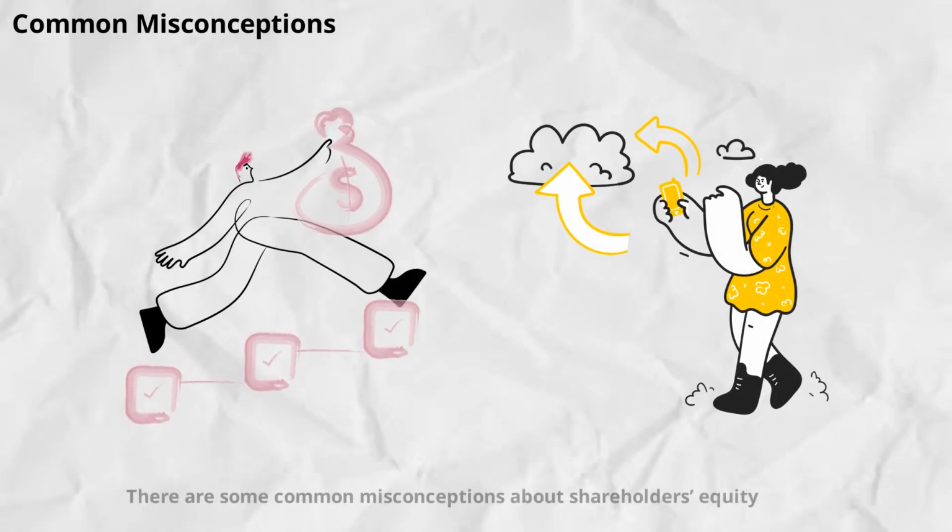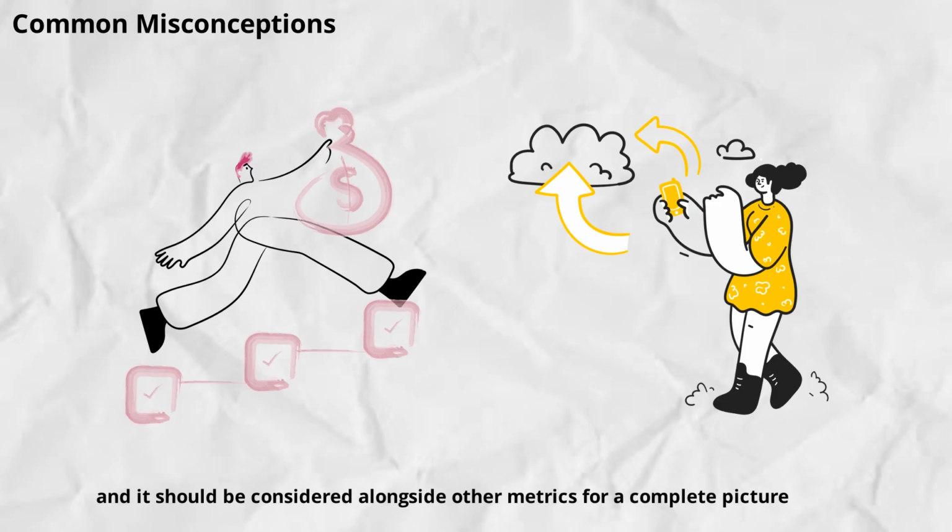There are some common misconceptions about shareholders' equity. Some people think it represents the cash available to shareholders, but it's actually the net value of the company. Others believe a high equity always means a healthy company, but it's important to look at the quality of assets and liabilities too. Shareholders' equity is just one piece of the financial puzzle, and it should be considered alongside other metrics for a complete picture.